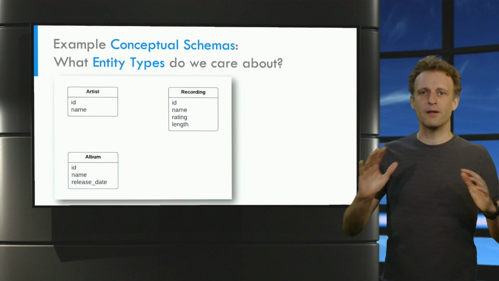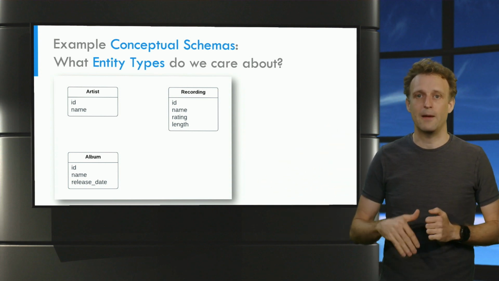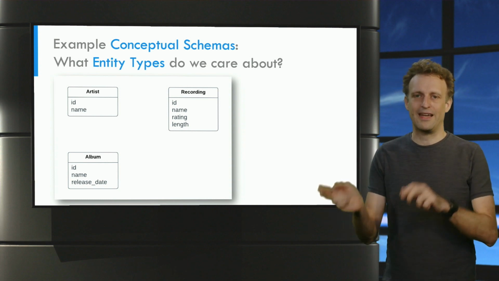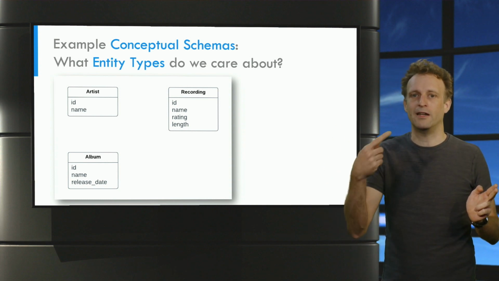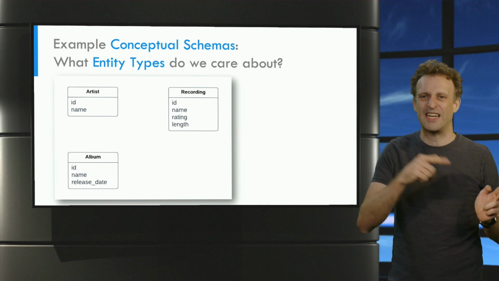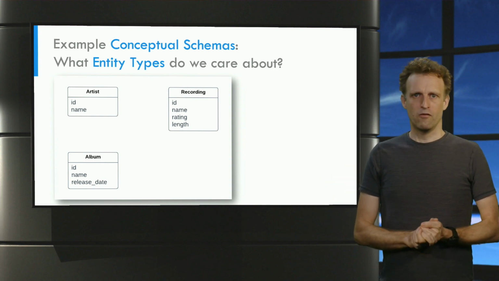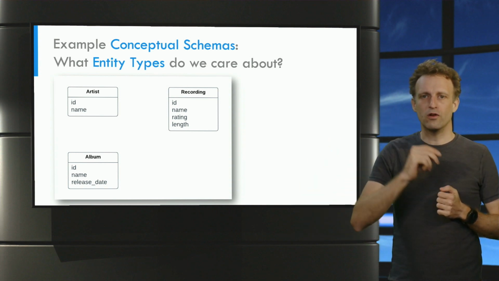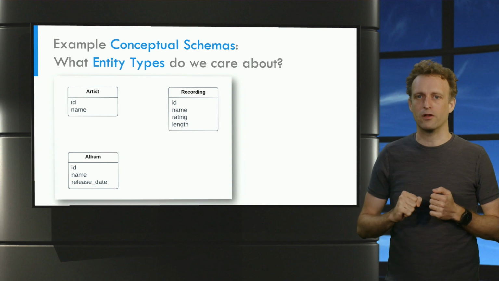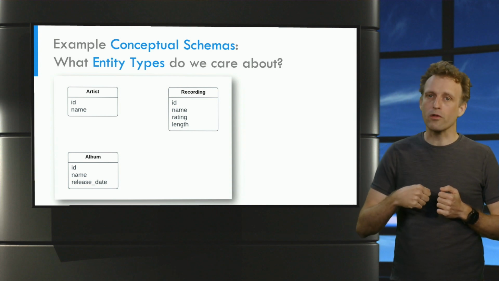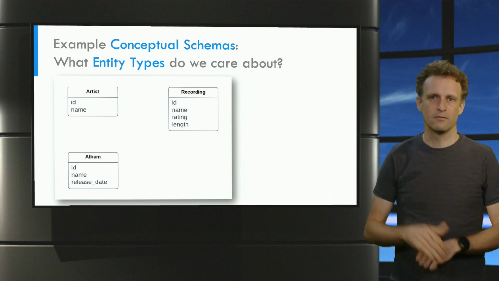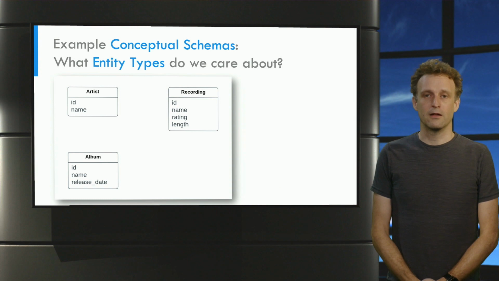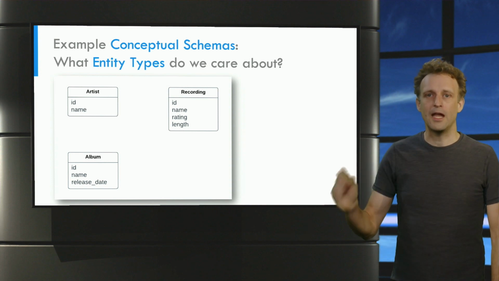Let us create a very simple graphical representation of the entity types for the conceptual schema we have in mind. We want to care about artists and their names, and maybe also an identifier to take care of multiple artists sharing the same name. For recordings, we also want to store an ID, a name, and also a rating describing how well that recording is being liked by people, and also the length of that recording in minutes. Finally, for an album, we want to store the ID, the name, and the release date.